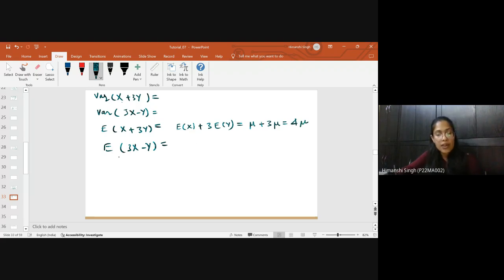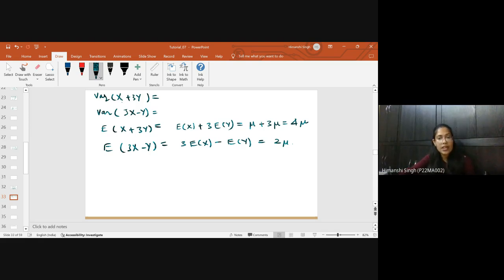Now similarly, if I find out the expected value of 3x minus y, it will be 3 times expected value of x minus expected value of y. So it will be 2 mu. Okay, now expected value we found out. Now what will be the variance?